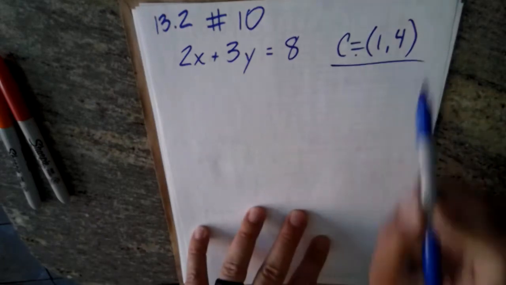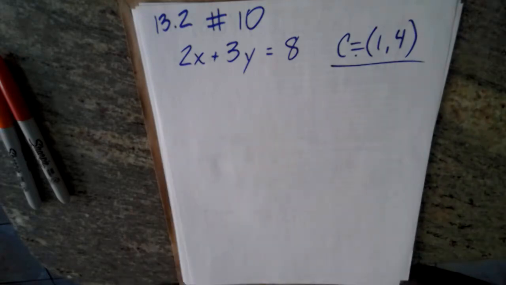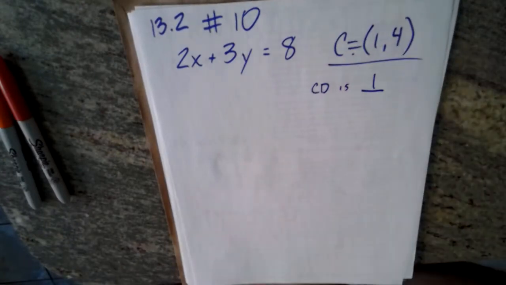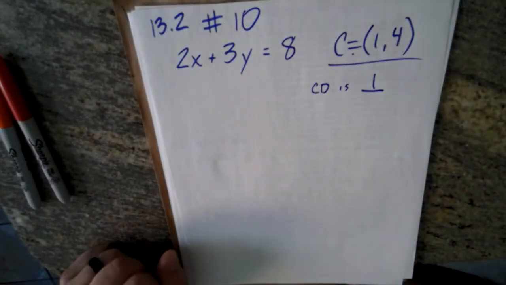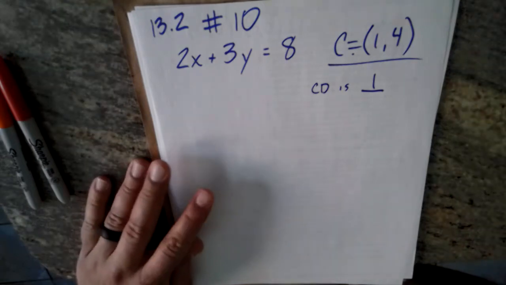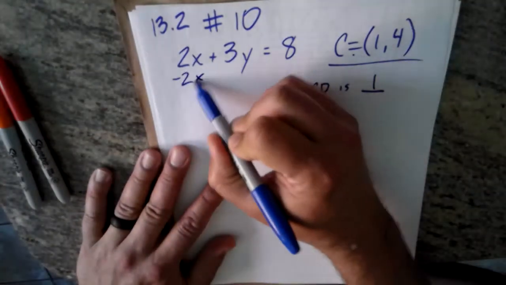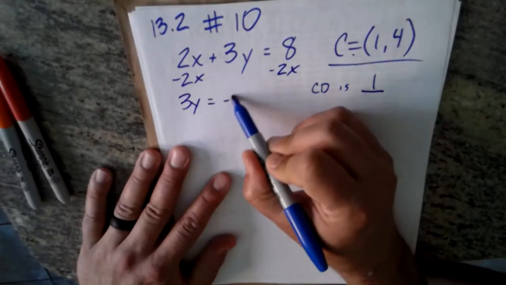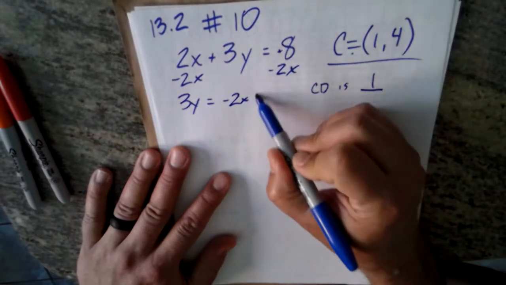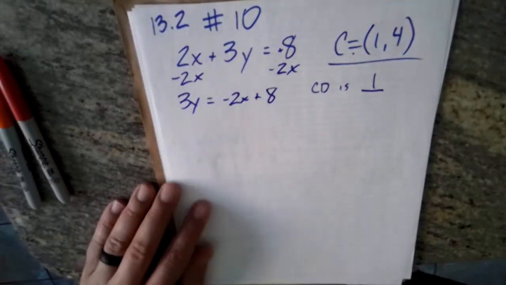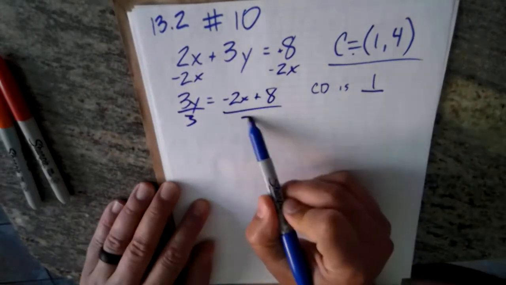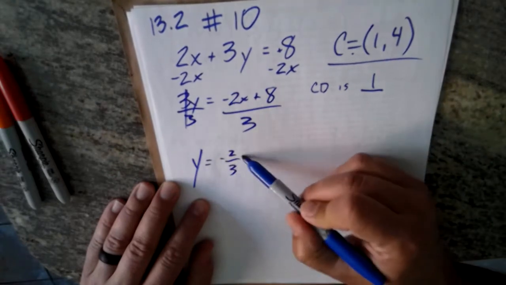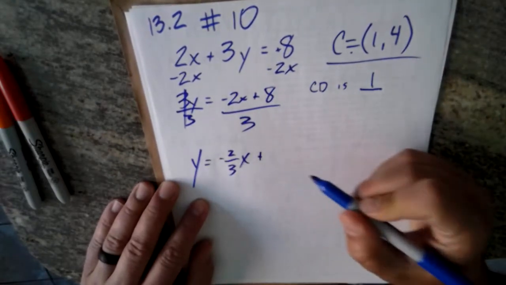We have a point C, and we have some line, and we know that CD is perpendicular to this line. Well, I don't know a whole lot about that line, so let me solve it for y so I can understand what the slope and the intercept is. Subtract 2x. I get 3y equals negative 2x plus 8. I'm just writing it in mx plus b form. Remember that. Divide everything by 3, and you end up with y equals negative 2/3 x plus 8/3.